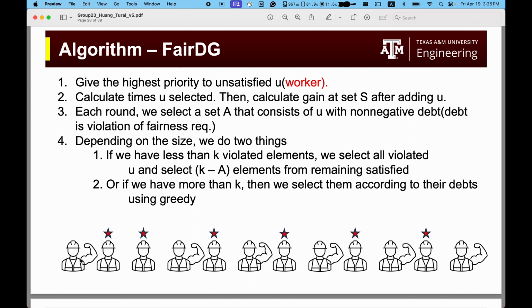The first approach is if we have less than K violated elements, and K violated elements means unsatisfied workers, we select all of those violated workers, and then we select K minus A elements from the remaining satisfied. That means that, okay, so if we have 3 unsatisfied workers, but we need to maintain 5 workers for our calculations, the remaining 2 we can pick from strong workers, so we can complete our set. That's what it basically means. The second approach is, what if we have more than K? What if we don't already have enough unsatisfied workers? Then we basically choose this set based on their depths using a more greedy approach.